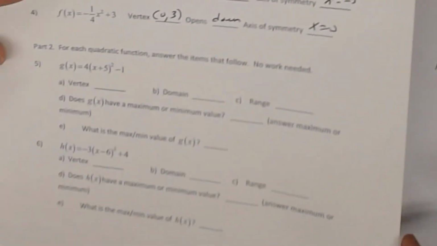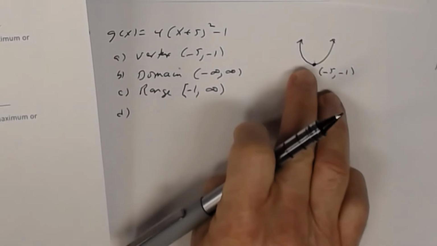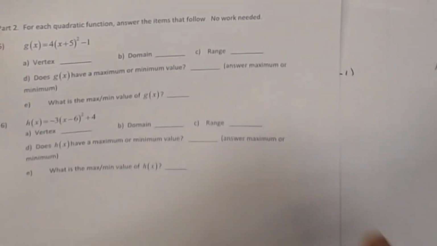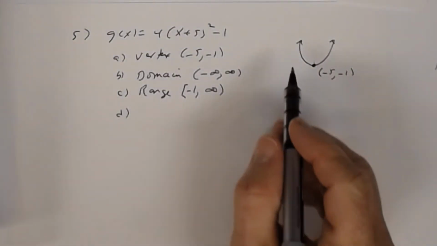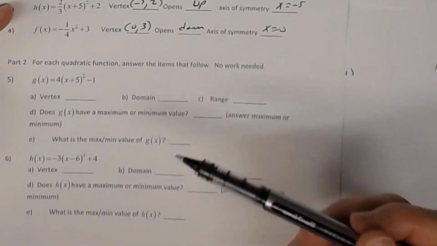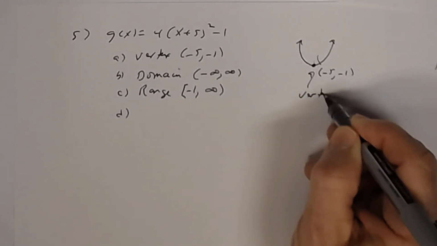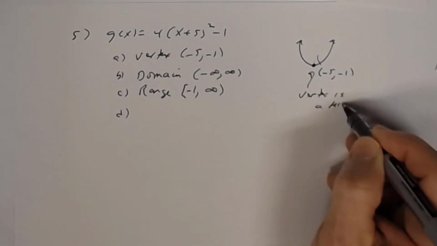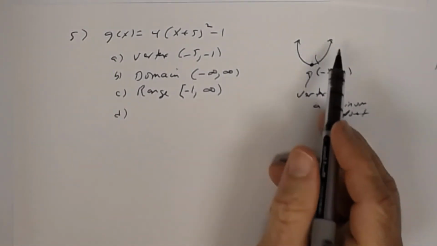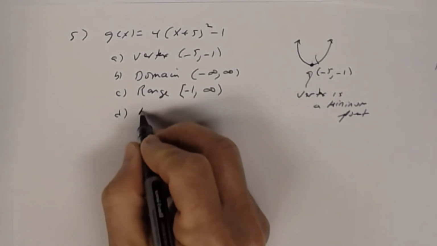So in D, it's asking you this. Does g of x, does this function here, you know it in your mind, you know whether it goes up or down. So draw it. It goes up. Does that function have a minimum or maximum value? Well, for a quadratic function, the minimum or maximum will always occur at the vertex. So if you notice, the vertex here is a minimum point, right? So that means that this function is going to have a minimum value.